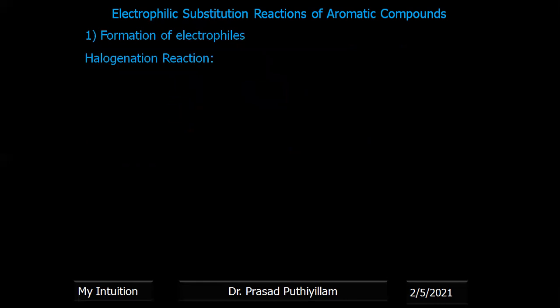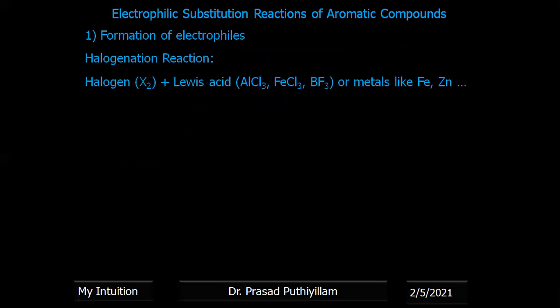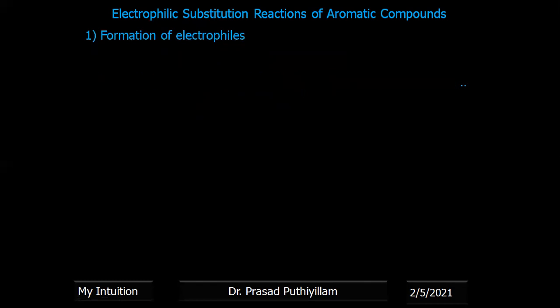Formation of electrophile in case of halogenation: a halogen molecule, it may be chlorine or bromine, is mixed with a Lewis acid like aluminum chloride, ferric chloride or BF3, or even metals like iron and zinc, to form the corresponding electrophile. There is a formation of the electrophile with a heterolytic cleavage of the halogen molecule. The bond between the halogen atoms will break heterolytically to give the corresponding electrophile.